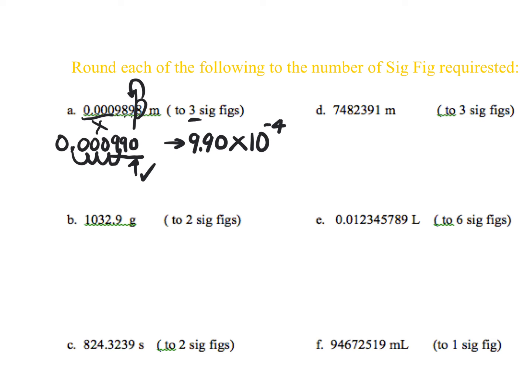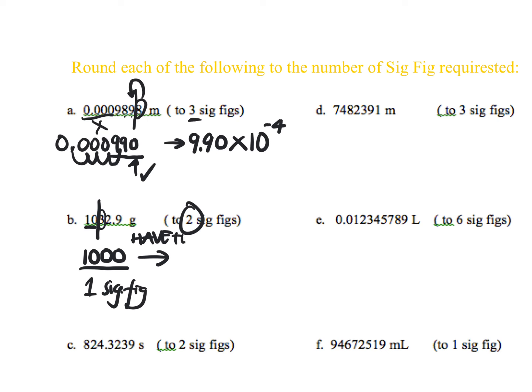Next one to 2 sig figs. So 1 and 0 here. I will draw my line here. I look at the third digit, which is a 3, and it's less than 4, so I'm not rounding it up. I have 10. And then I need to put the placement zeros down. But again, this is 1 sig fig, right? Which we're required to have 2. So this one, I have to. This one, optional.